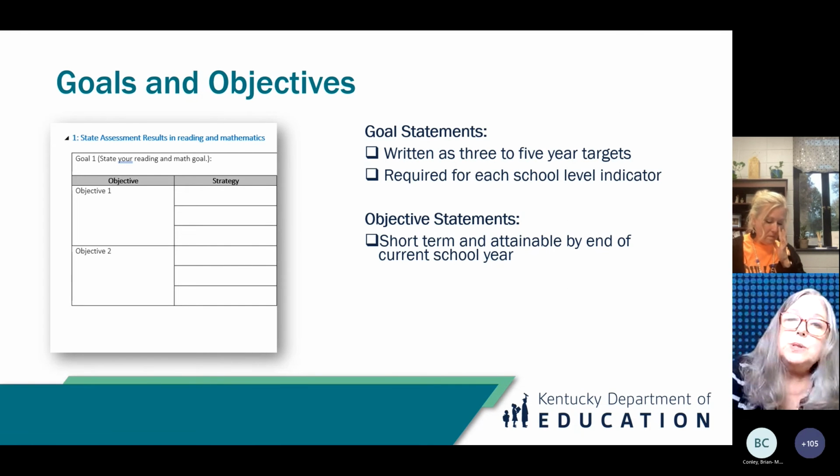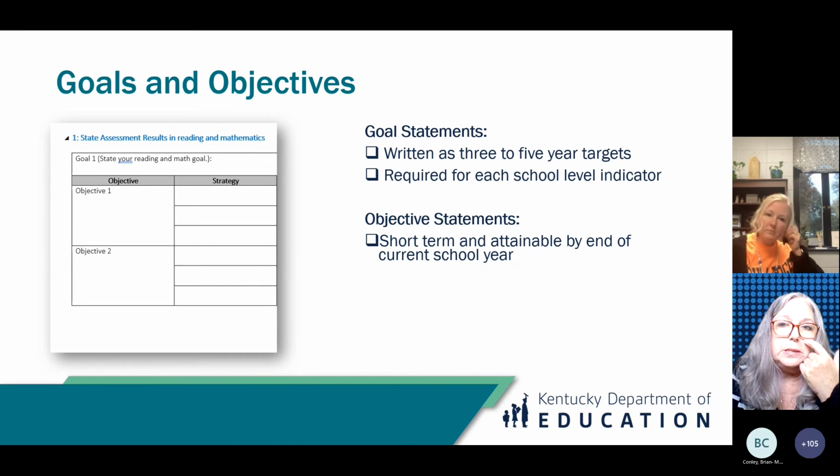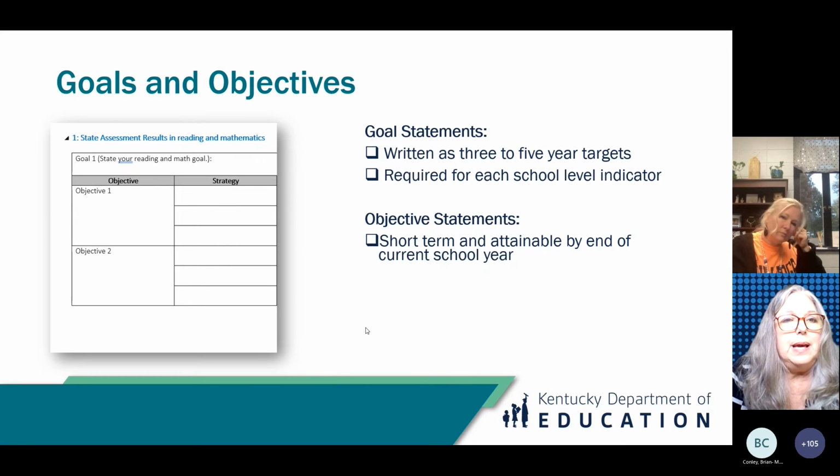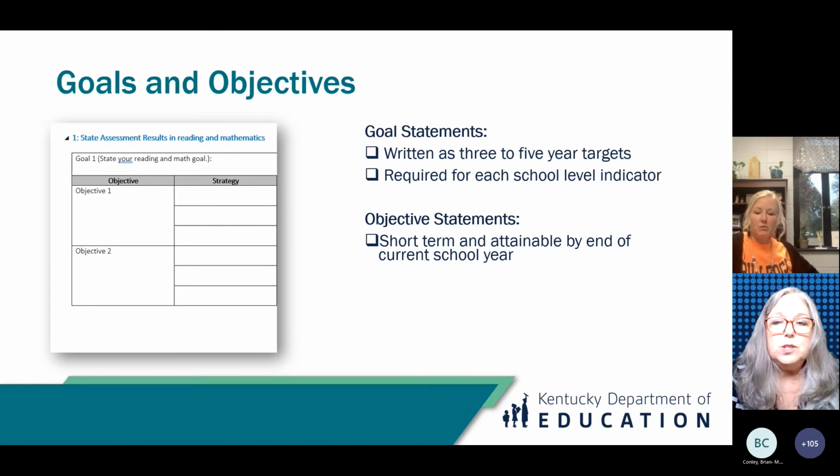So we'll start out with goals and objectives. So your goal statements, as I've mentioned, are your 3 to 5 year targets, and they are required for each school indicator. I'm going to repeat that a few times, and that goes up at the top. That is your goal. So I'm actually going to walk you through what the template looks like. Your objective, which is under there, is your short-term goal, and it is attainable by the end of the current year. So Ruth did mention we do have a rubric that's being revised. That is one thing that we're looking for. Is your goal a 3 to 5 year target, and is your objective for this current school year? And we'll go to the next slide.